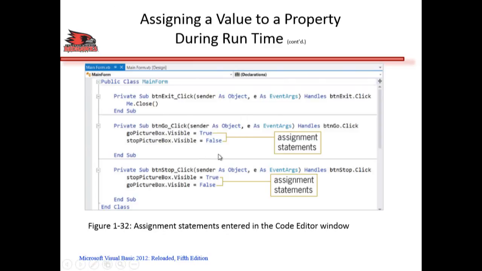And this code here, this snapshot says that this subroutine is for the exit button. This subroutine is for button go, which basically makes some picture box visible and some other picture box not visible. And this stop button is just the opposite, to make one picture visible and one picture invisible, stuff like that. So these are some of the uses for assignment statements.